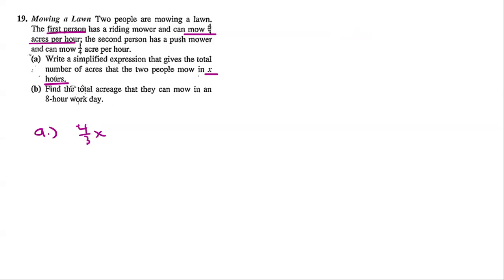That's it. Okay, and that's the first part. The second part says the second person has a push mower and can do it for a fourth of an acre per hour. So how can I represent that? Exactly. It'll be 1/4 of X. So plus 1/4 X, right?